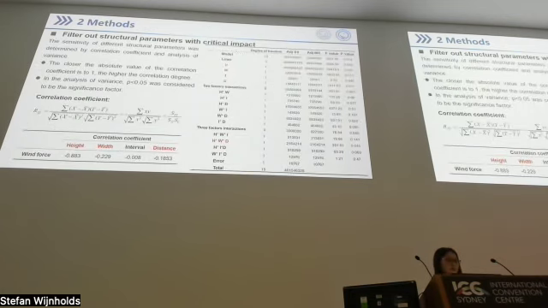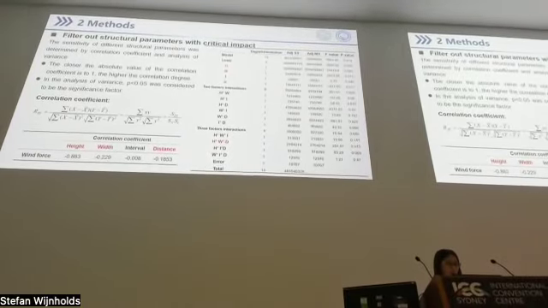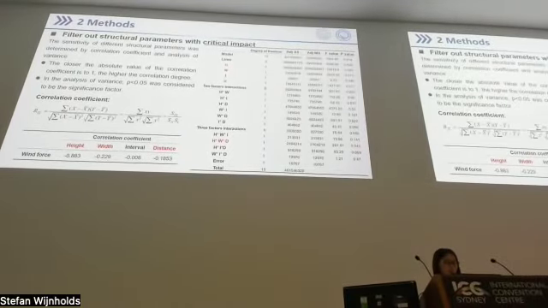The sensitivity of different structure parameters was determined by correlation coefficient and analysis of variance. The closer the absolute value of the correlation coefficient is to 1, the higher the correlation degree. In the analysis of variance, P less than 0.05 was considered to be the significance factor. This is the correlation coefficient.